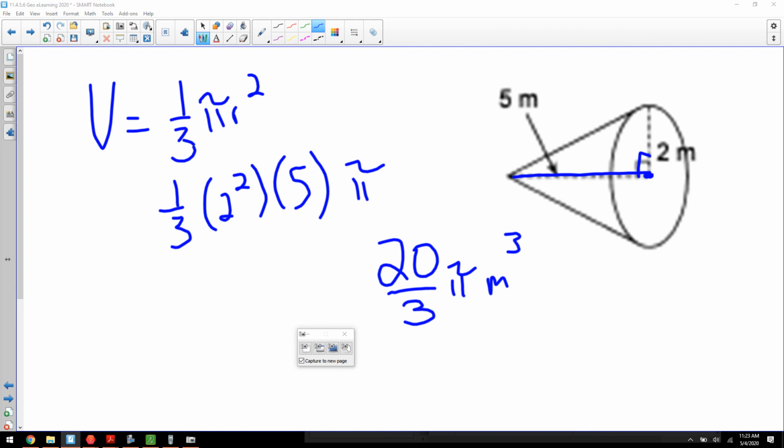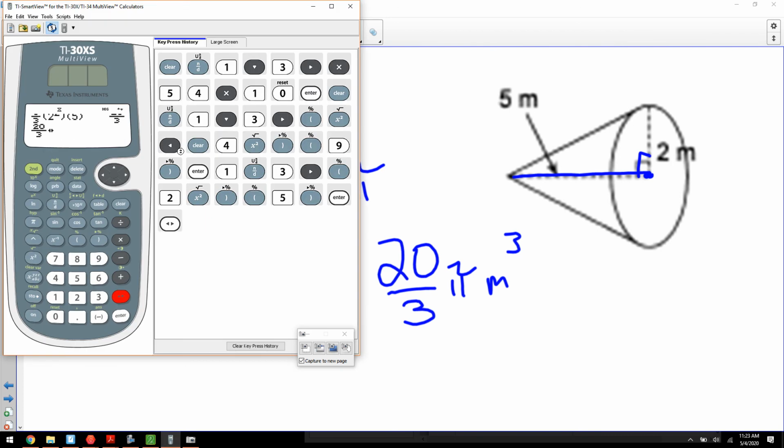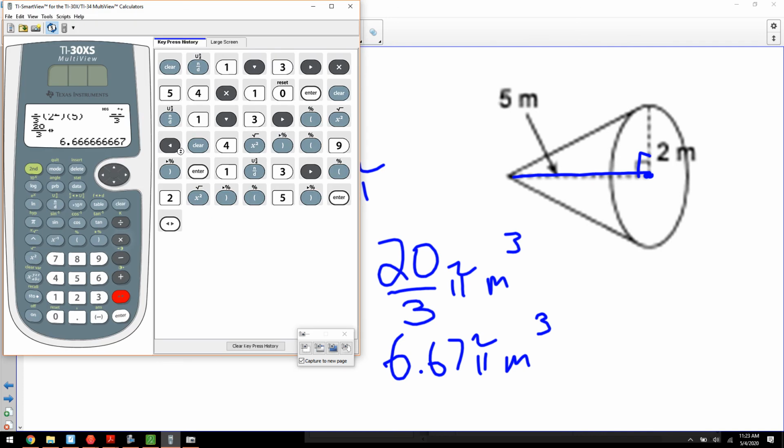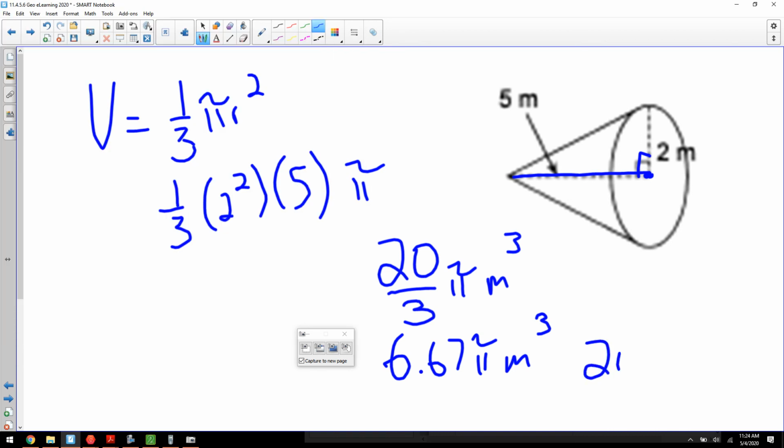Now, if it did give you the decimal equivalent, you would get 6.67 pi, because you're just rounding to the nearest hundredth. Or if you did times pi with that, and your calculator did all that, you could have gotten 20.94. So just be careful on how you're typing this stuff in. Sometimes with the formative stuff, you might have to search for the correct answer depending upon how your calculator gave it to you.